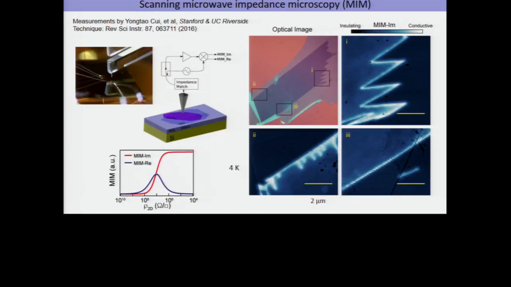Was that image done through boron nitride? This is measured under thin capping boron nitride, typically 10 nanometers. It works. It limits the resolution if you make the boron nitride thicker.